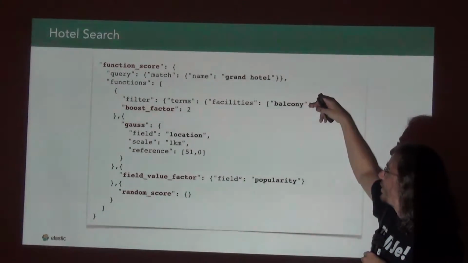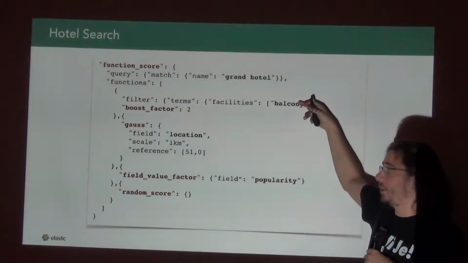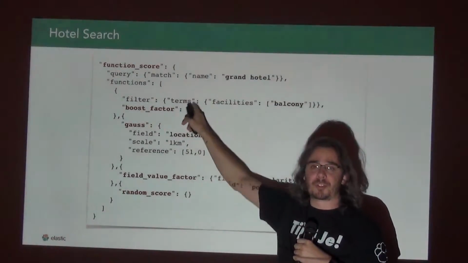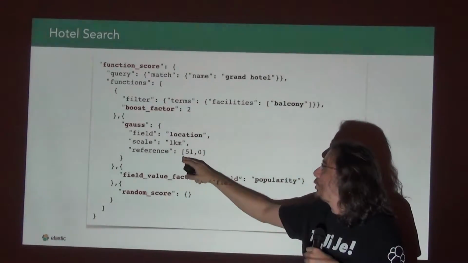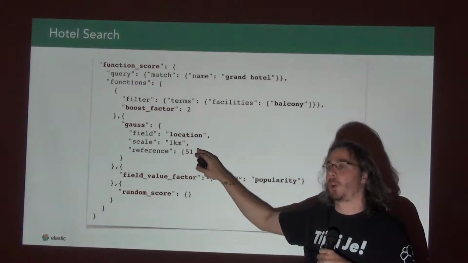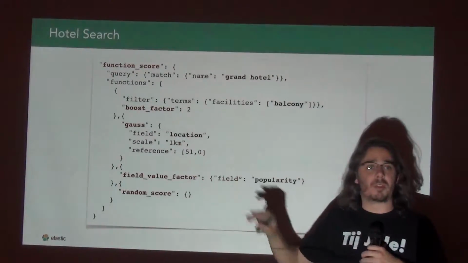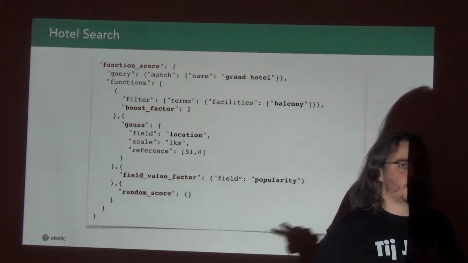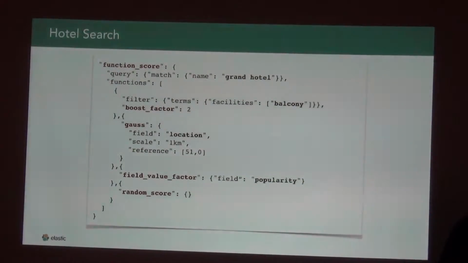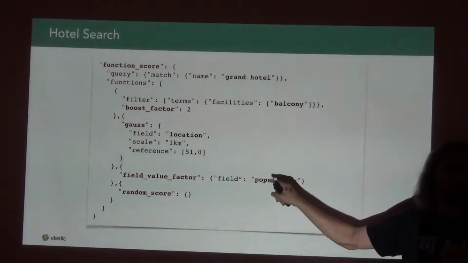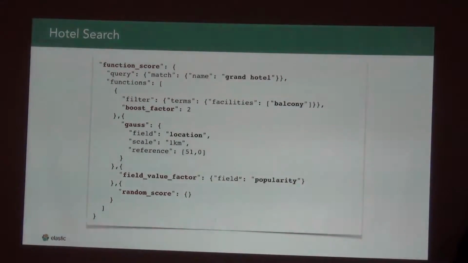For example, if the room that I'm looking for has a balcony, add 2 to the score. It should also be located in central London, within 1 kilometer of central London. The further away it gets from that, it should still be included, but it should not be at the top. It should be lower down on the result list. There's also the popularity of the hotel that we should take into account, the way I just described. And finally, throw in some random numbers for good measure.